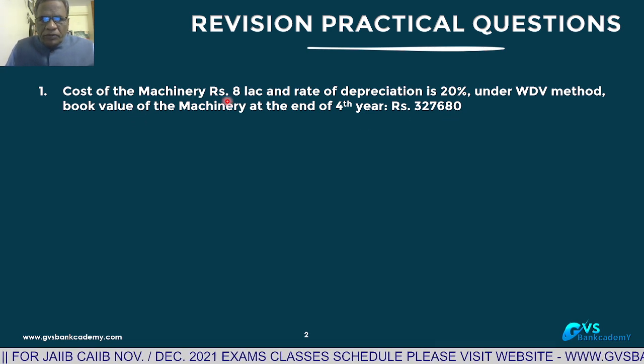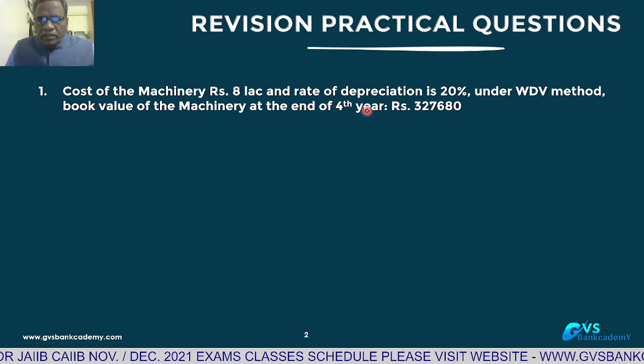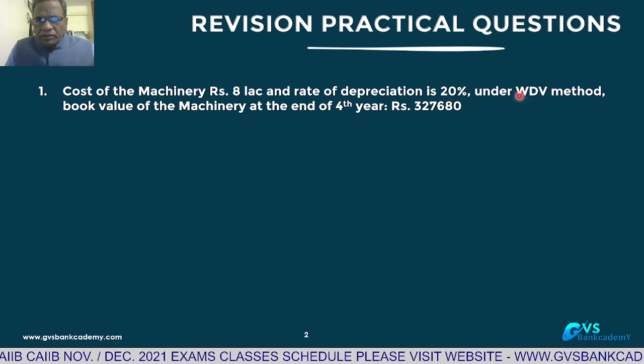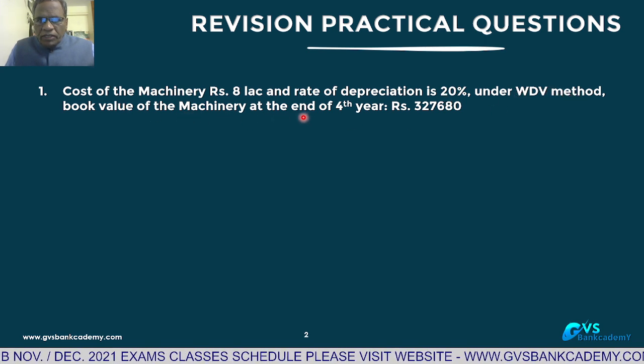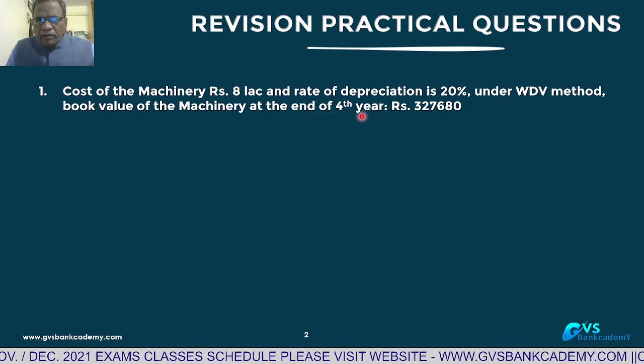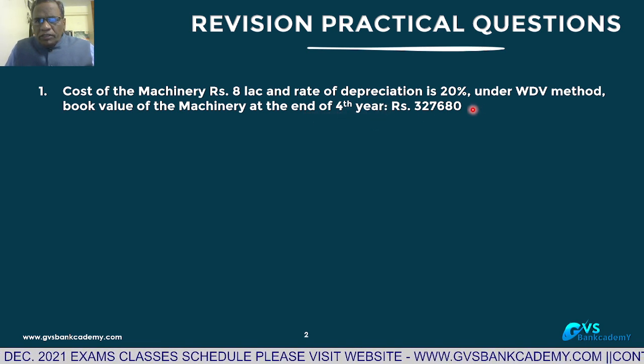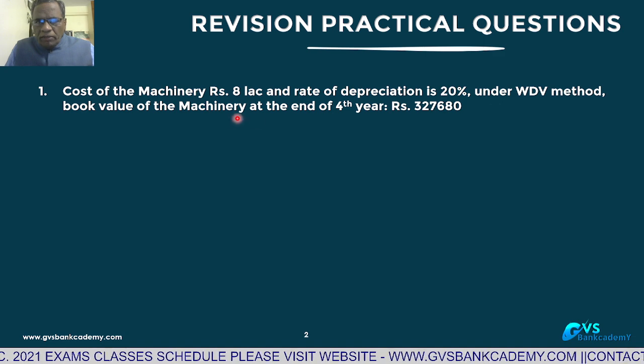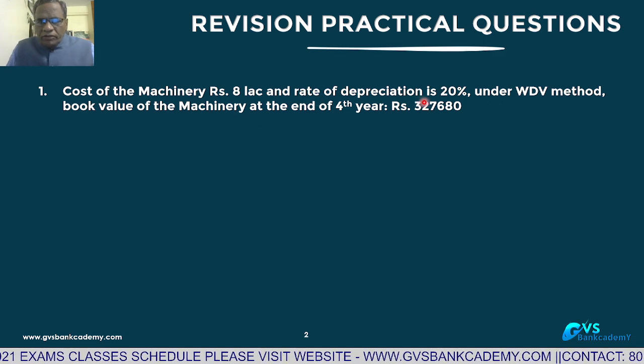Now, cost of machinery 8 lakhs, rate of depreciation is 20%. Under written down value method, what is the book value of the machine at the end of fourth year? At the end of the fourth year, what is the book value of the machinery? Rate of depreciation is 20%.